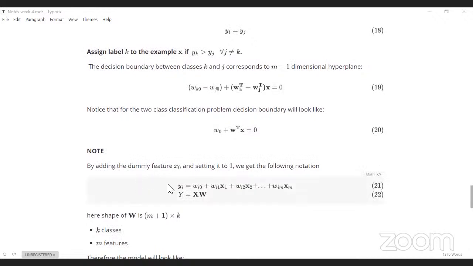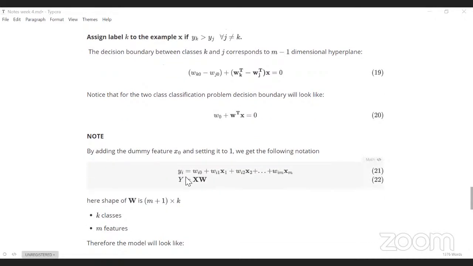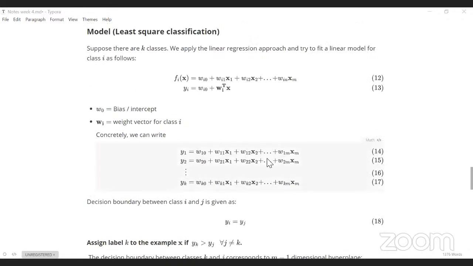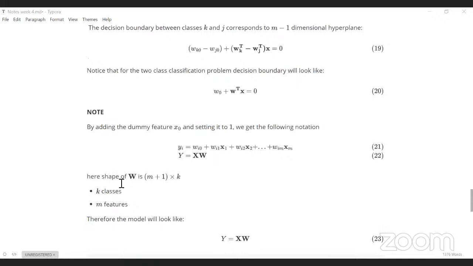Now, our notation is that for K classes we have K such discriminant functions, and we can write this as X into W, where X is of size n cross m plus 1, and W is of size m plus 1 cross K. So W has all those m plus 1 into K parameters. Remember, for one discriminant function there are m plus 1 parameters, and there are a total of K such discriminant functions. So it actually learns m plus 1 into K parameters at a time. The shape of W is m plus 1 cross K.